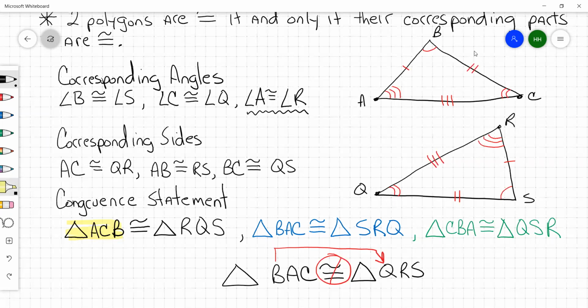And in this picture, angle B is right here. It's got one arc mark. Angle Q has two arc marks. Those two angles are not congruent to each other. Therefore, that congruent statement will not work for those two triangles. Yes?